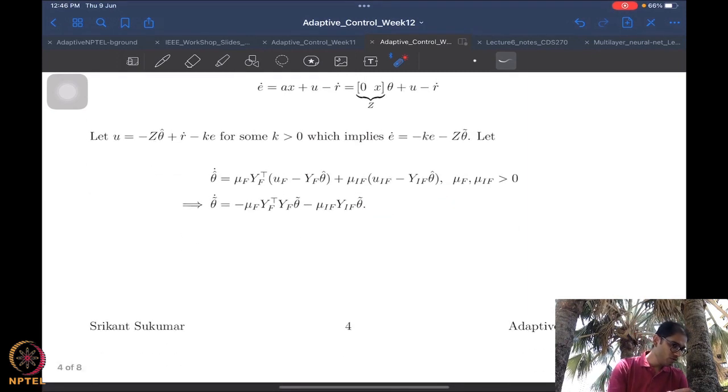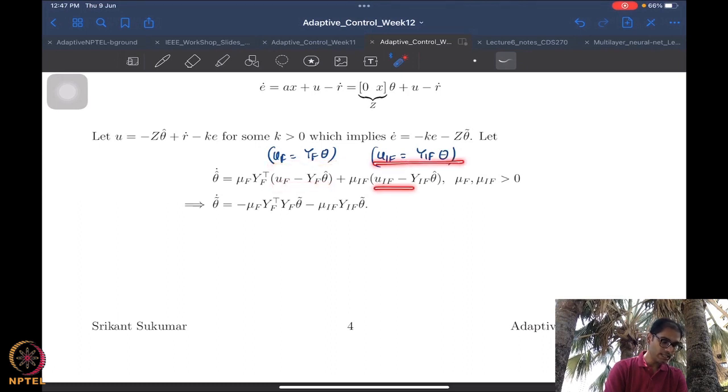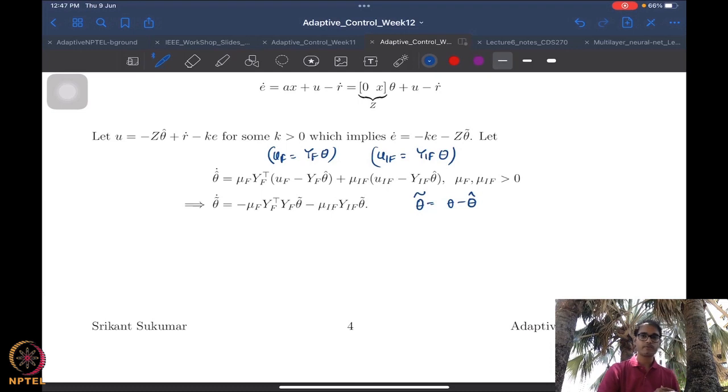All right. Now if you use the fact that uf is yf theta and uif is yif theta. In fact, the filters were constructed very smartly so that such a thing holds. And if you substitute this here and this guy here, you will get this mu f yf transpose yf theta tilde from here, and mu if yif theta tilde from here, right? Where of course your theta tilde is theta minus theta cap.